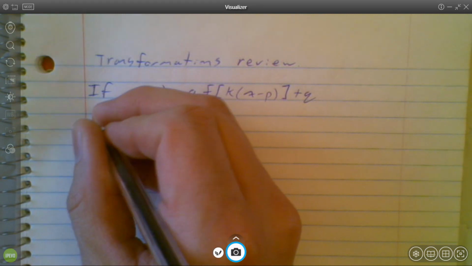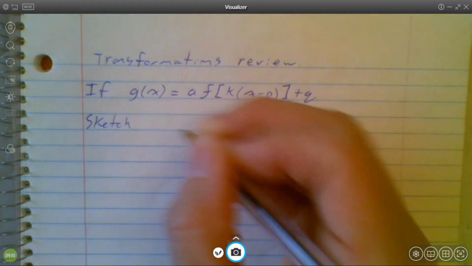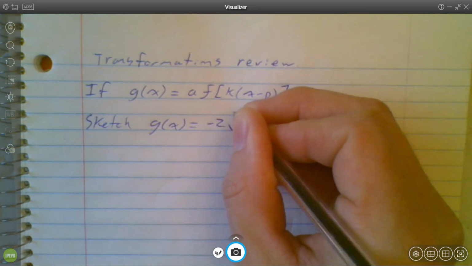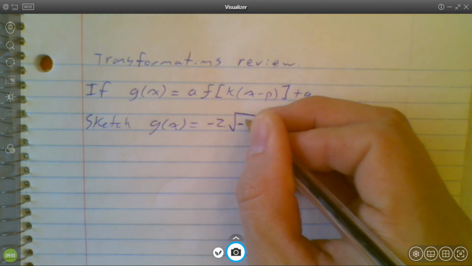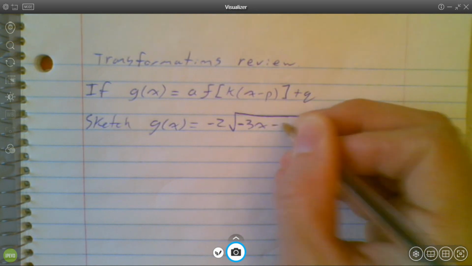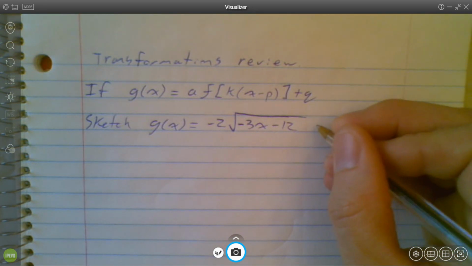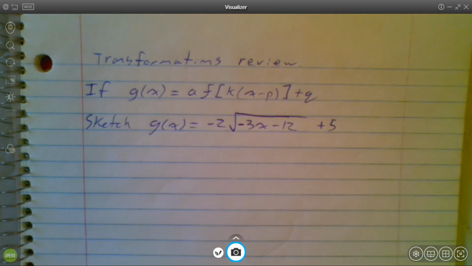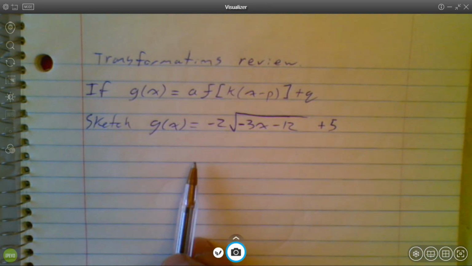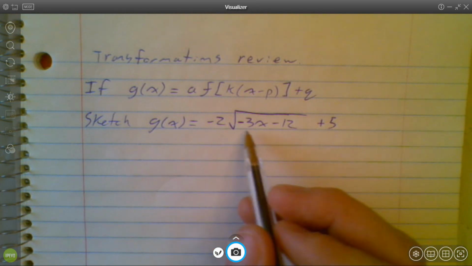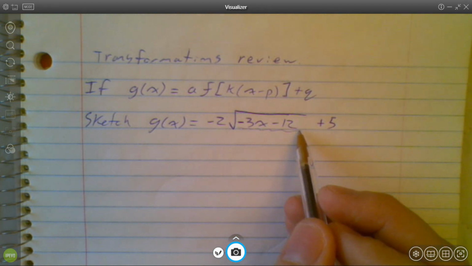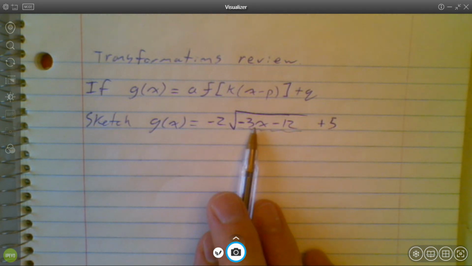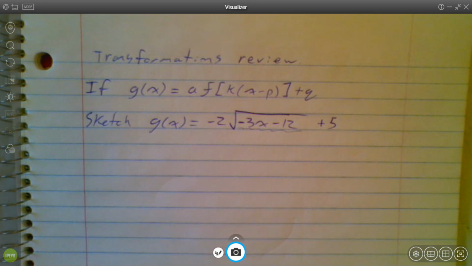Let's say that we are asked to sketch g of x equals negative 2 times the square root of negative 3 x minus 12, plus 5. I would suggest beginning by listing the transformations. Before we do that, we need to write this in a factored form. I see these are transformations of a parent radical, but I want to have a positive 1x so that I can read off those transformations.